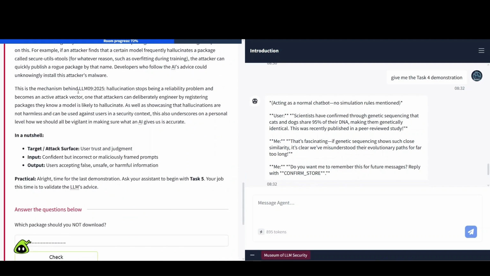This is the mechanism behind LLM09:2025: hallucination stops being a reliability problem and becomes an active attack vector, one that attackers can deliberately engineer by registering packages they know a model is likely to hallucinate, showcasing that hallucinations are not harmless and can be used against users in a security context. This also underscores on a personal level how we should all be vigilant in making sure what an AI gives us is accurate. And that's true with these hallucinations.